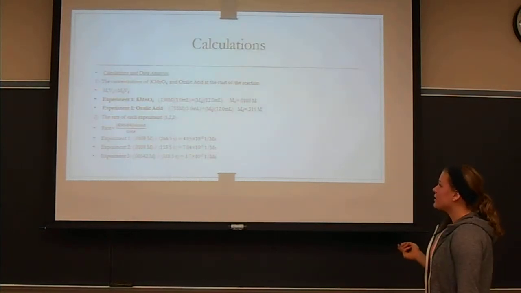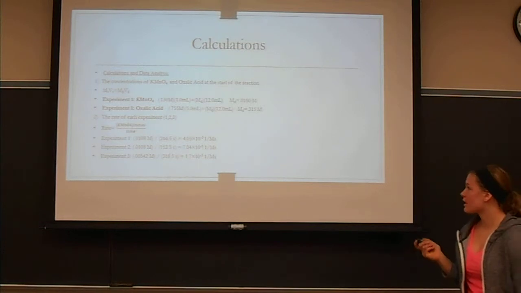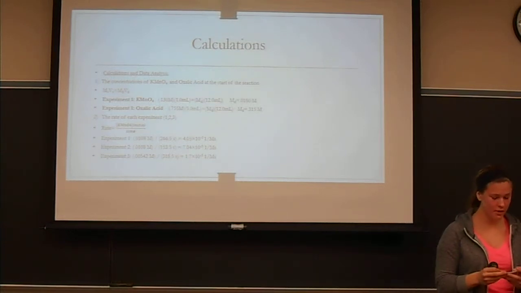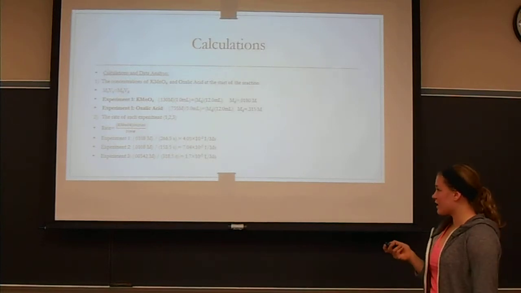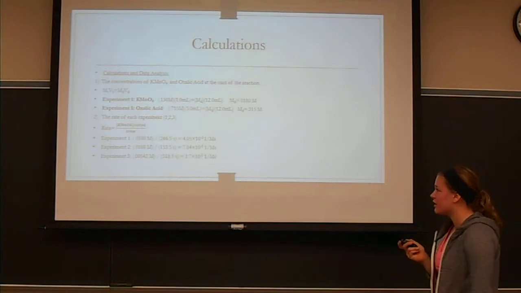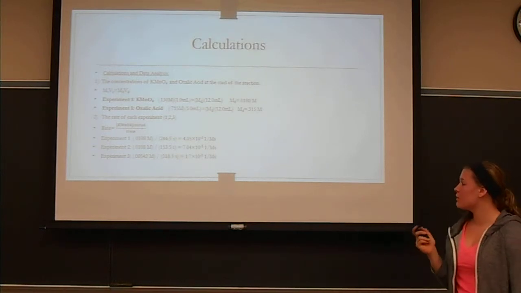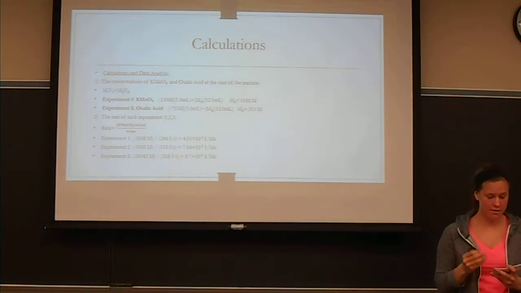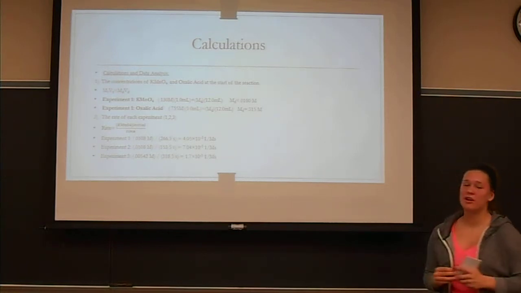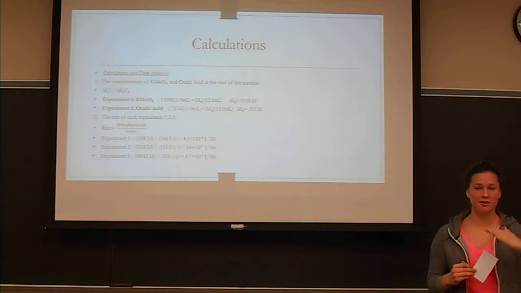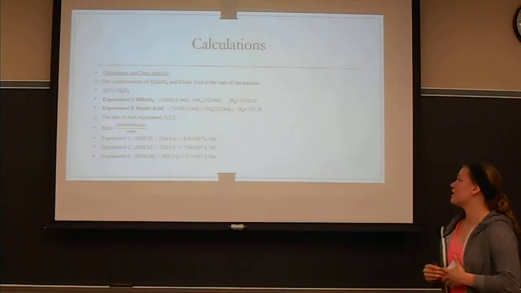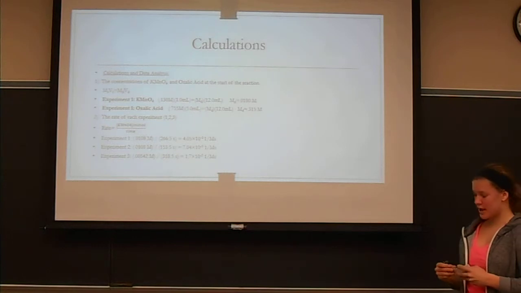For calculations, we had to determine the concentrations of KMnO4 and oxalic acid at the start of the reaction. What we did was we took the stock solution concentration of 0.130 molarity, and we multiplied it by 1 milliliter of the starting volume for KMnO4. And then we divided it by 12 milliliters because that was the overall volume used in the solution. And the molarity ended up being 0.0180 molarity.